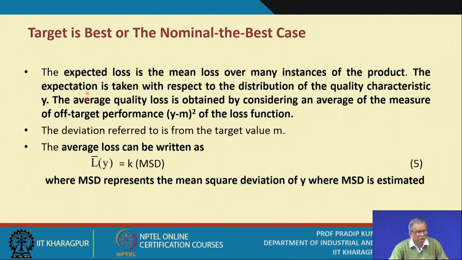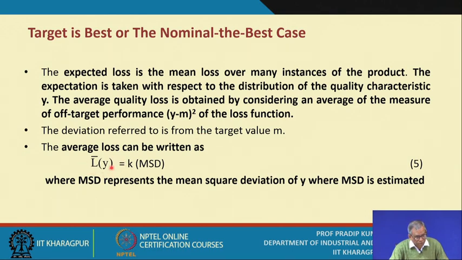So, expected loss is the mean loss over many instances of the product. The expectation is taken with respect to the distribution of the quality characteristic Y. Already I have mentioned, the average quality loss is obtained by considering an average of the measure of the off-target performance, (Y minus M) square, of the loss function. The deviation referred to is from the target value M.